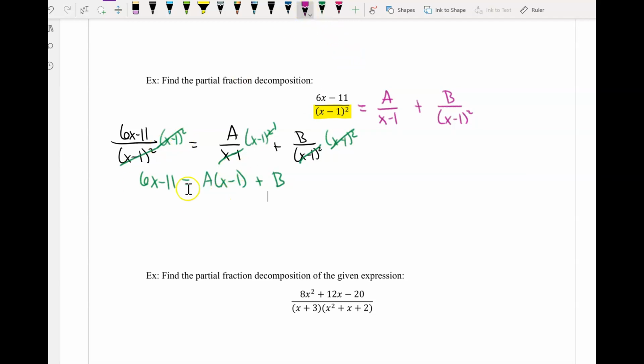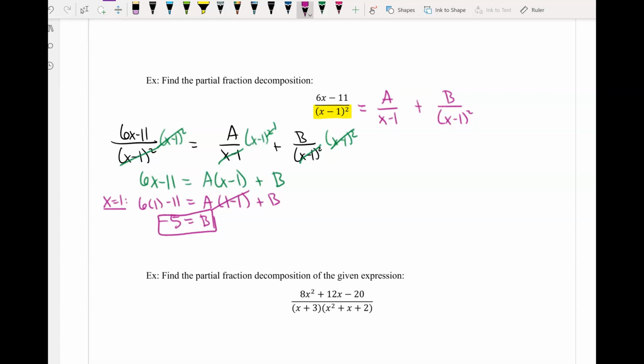So now all we really have to do is plug in numbers, or you can set up a system of equations as well. Whatever you'd like to do. Actually, setting up a system of equations might be a little easier to work with, but whatever you feel comfortable with. We can also plug in numbers, so let's go ahead and plug in numbers just in case. So we can plug in x equals 1. We're going to get 6 times 1 minus 11 equals A times 1 minus 1 plus B. This goes away. So we got 6 minus 11, that gives me negative 5, equals B. Okay, so we got B already.